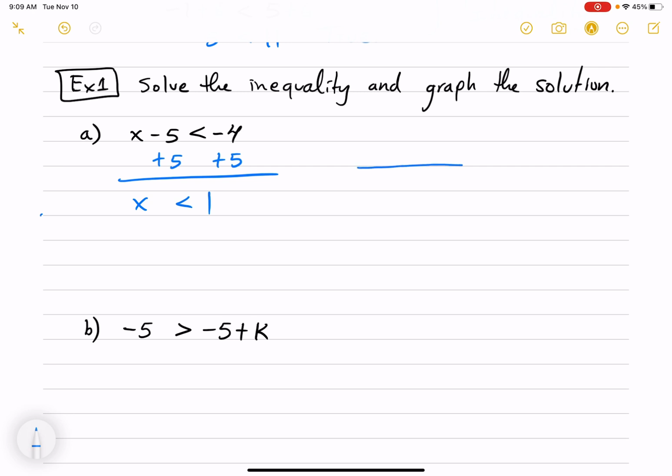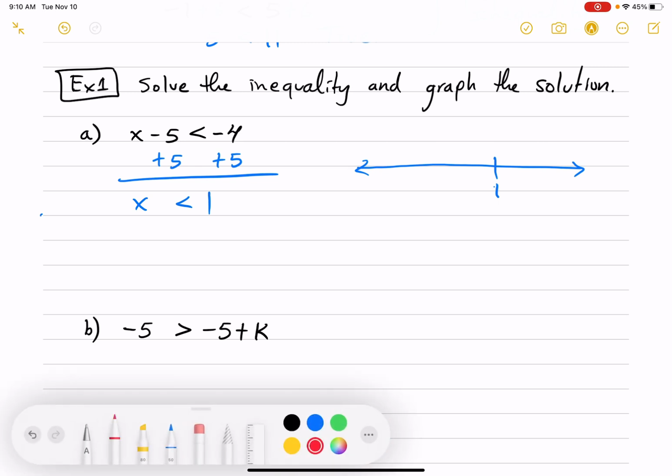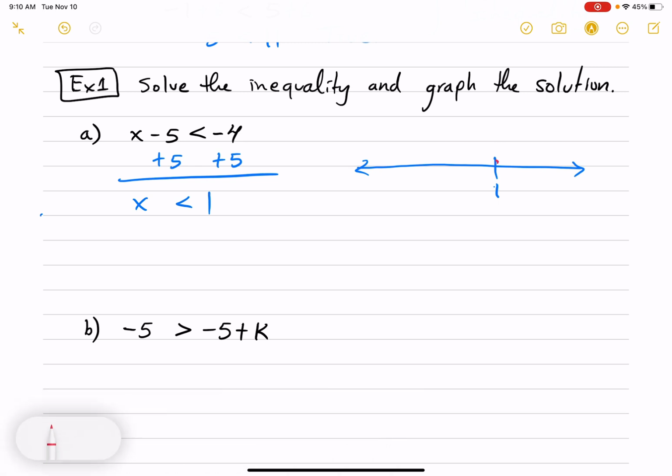And so when we graph the solution, we just come here and we say if 1 is here, any number less than 1 would do. Now notice that 1 is not included, so we leave it open. And then any number less than 1, to the left of 1, would satisfy the solution. But please note again, x could not be equal to 1, so we leave it open.